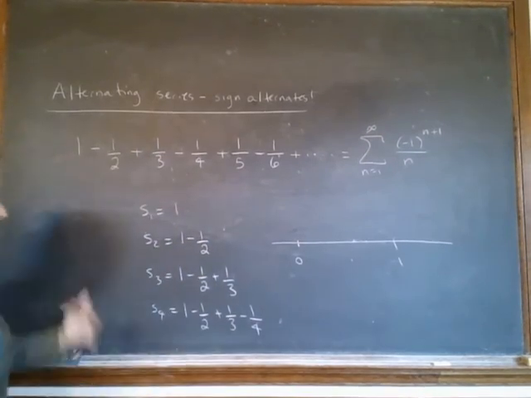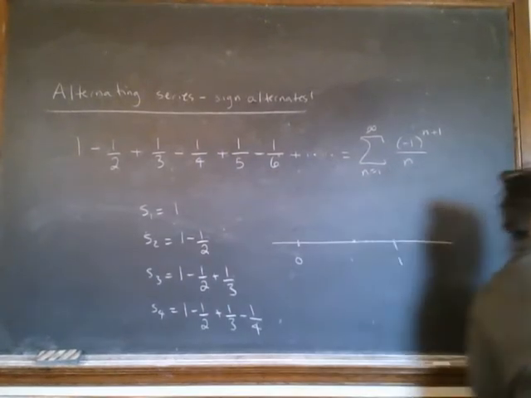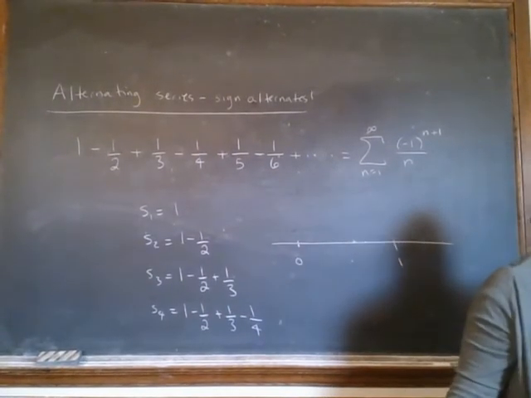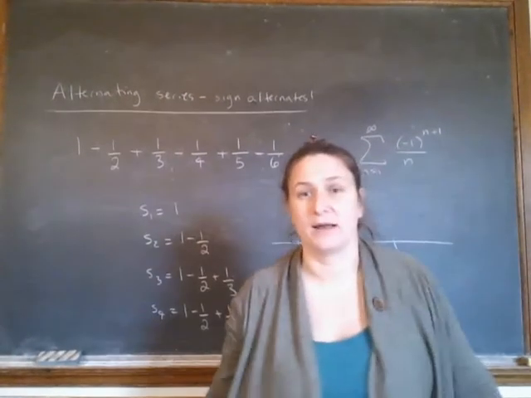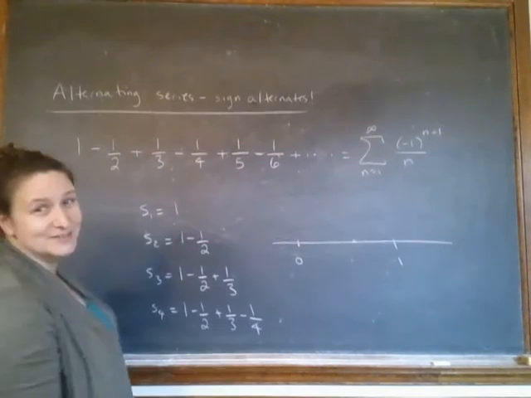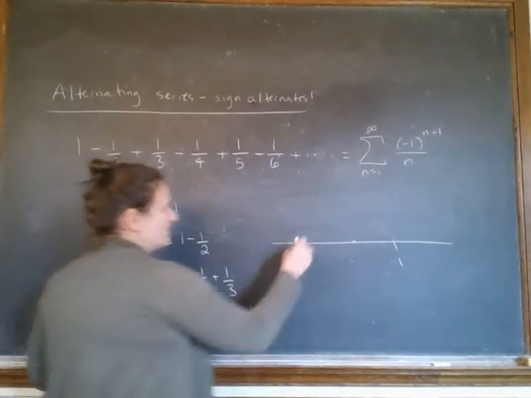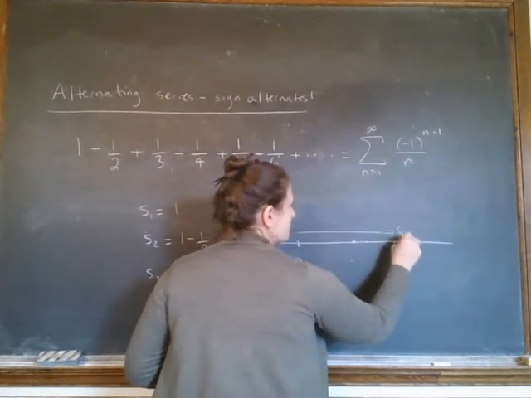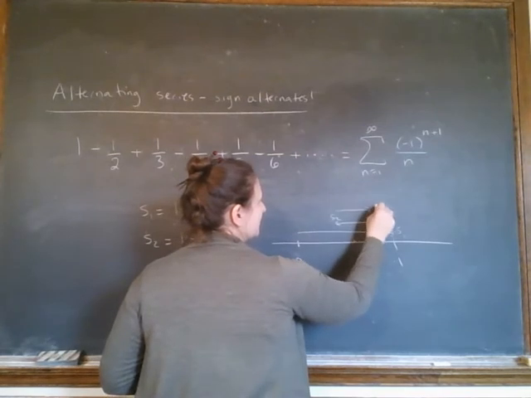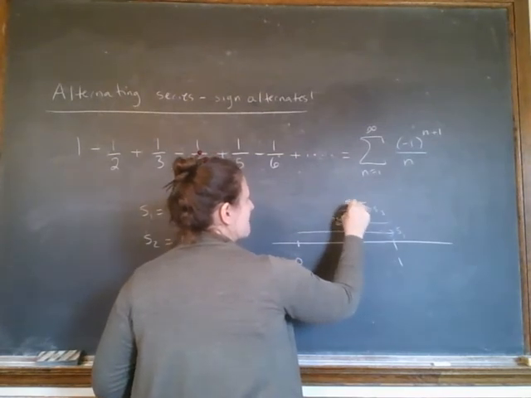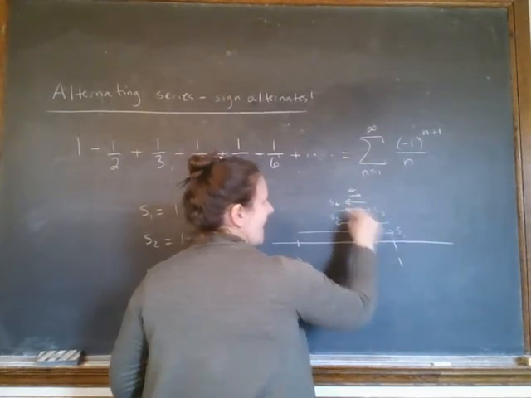Unlike the situation where these were all positives, I'd just keep adding and adding and adding. And the question would be, am I actually approaching something, or am I approaching infinity? I'm sorry, I'm talking out of the frame. I'm getting used to the video thing. So you can visualize it here, S2, S3 is going to be here, and it's going to go back and forth and back and forth.